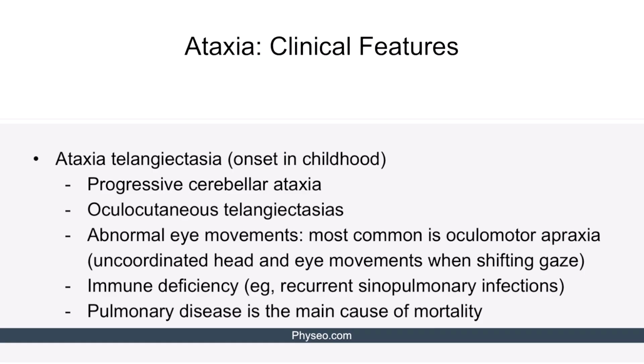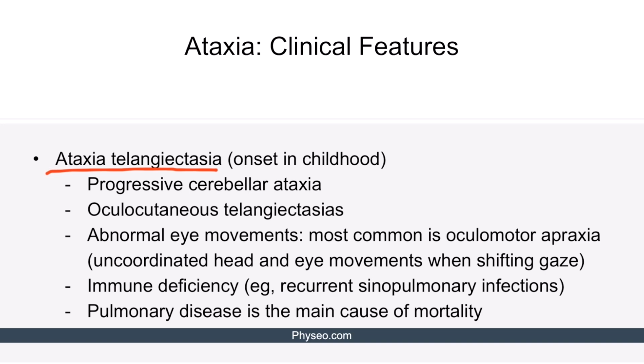Let's next discuss the clinical features of ataxia telangiectasia. The patient presents with progressive cerebellar ataxia as well as oculocutaneous telangiectasias. These are small, dilated blood vessels that appear as red lines on skin or conjunctiva. Abnormal eye movements can be encountered. The most common of these is oculomotor apraxia, which is a defect in controlling purposeful movements of eyes.